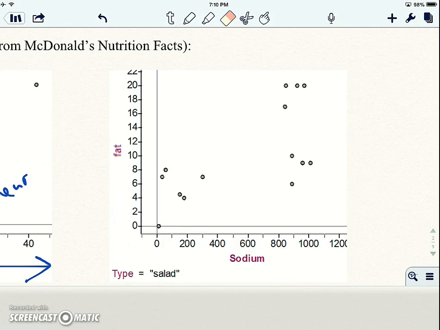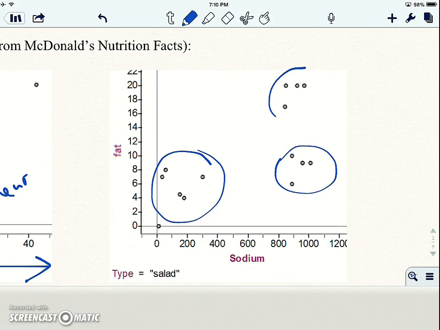And instead what we have is some clusters, okay? So it has kind of lower sodium. And then these two both have higher sodium, but they're clustered as far as the amount of fat. Well, if you think about it, think about the type of salads that they have. They have just garden salads or salads with meat. Maybe this has lower sodium and lower fat, and maybe this is a no meat salad.